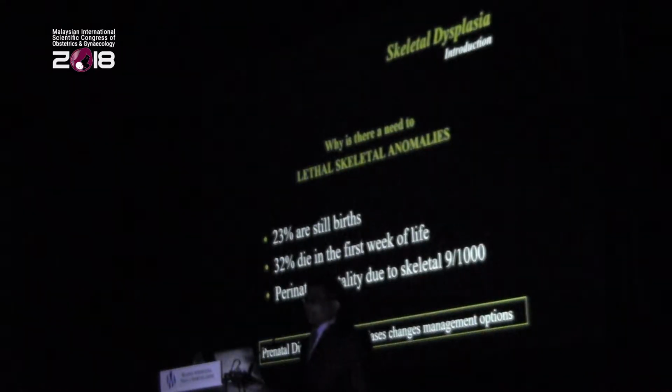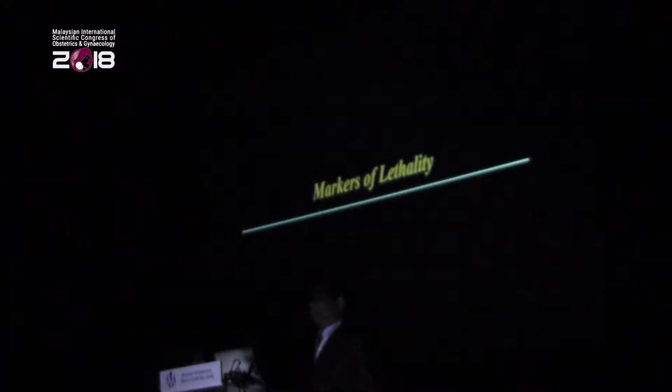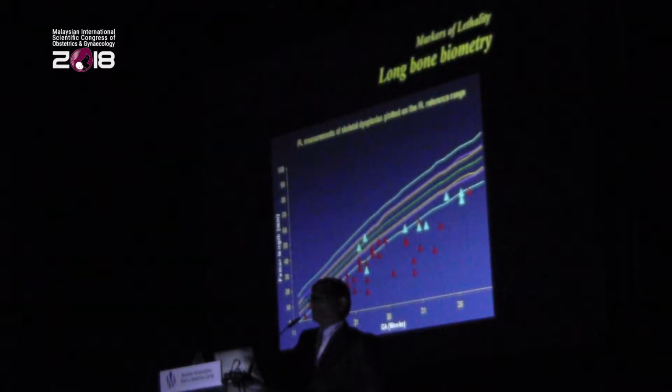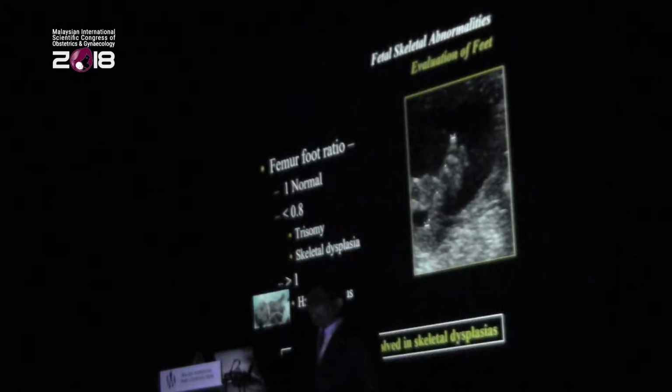So there are some features which you can use to see whether this baby has a condition which is lethal or non-lethal. Now, in most instances, the clue comes when you do your normal biometry, you'll find that the femur length appears to be below the 5th percentile, and that should throw a suspicion in terms of identifying whether there is a skeletal dysplasia. Now, one important tip you can take back is looking at the foot-femur ratio.